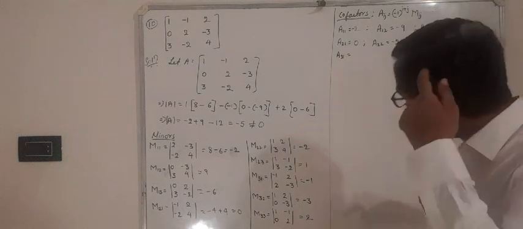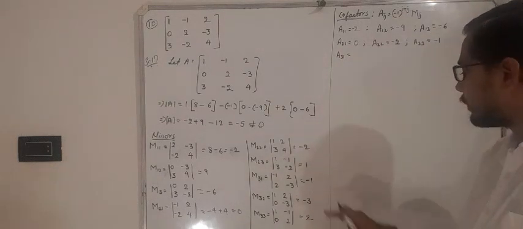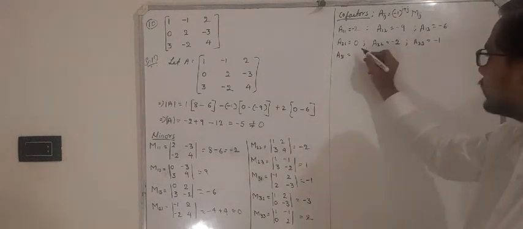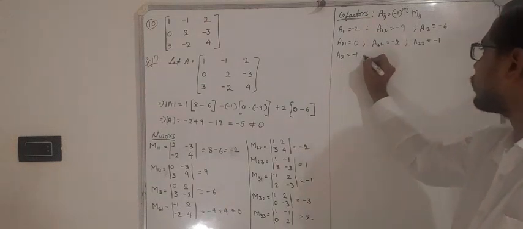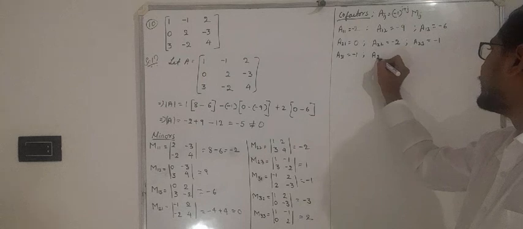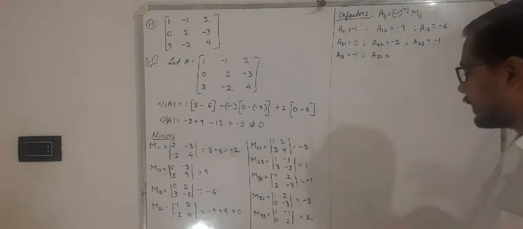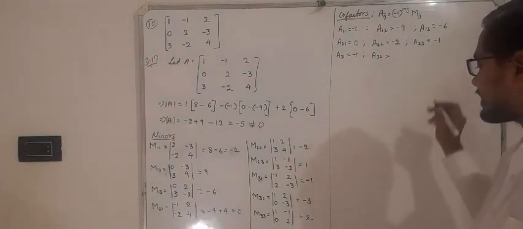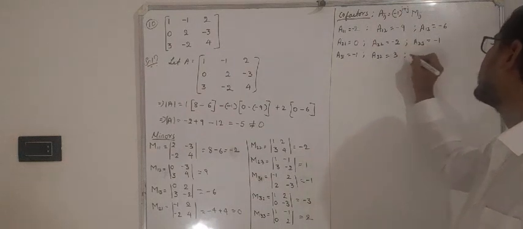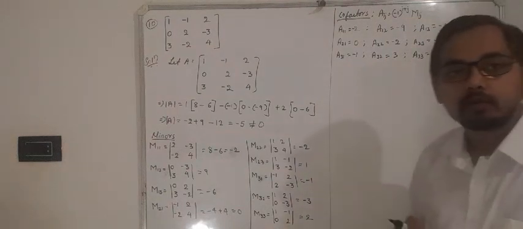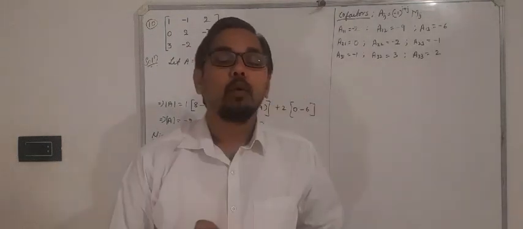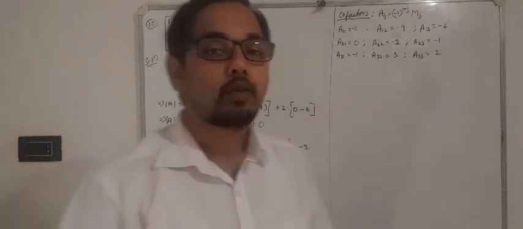A31, so A31 was the determinant value of this one, 3 minus 4, that was minus 1, so here it will be minus 1 only. A32, we got it as minus 3, here it will become plus 3. A33, it is plus 2, here also it will remain as plus 2 only. So we got the value of all the minors as well as cofactors.